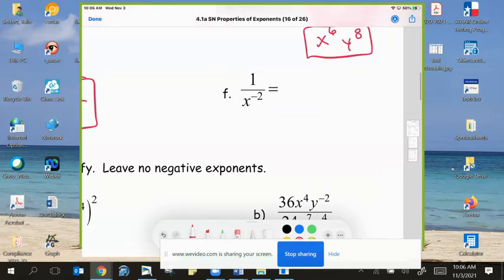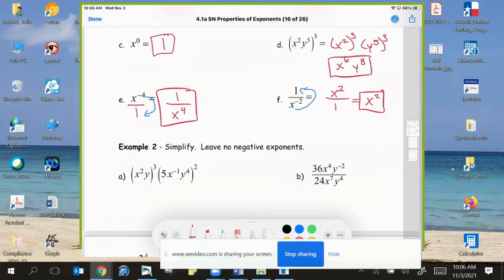In part F, we have a fraction, and we have that negative exponent in the bottom. It needs to flip to the top. So this will flip to the top as x to the positive 2. We can leave a 1 in the denominator, but it's okay to leave a denominator empty, so we can use x squared here as that result. So there's a quick review of exponent properties.